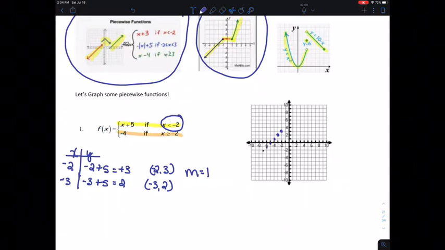And I don't have to continue calculating points. I can just use the slope to finish the graph. Now, because it's less than -2, not less than or equal to, there's going to be an open circle at (-2, 3).